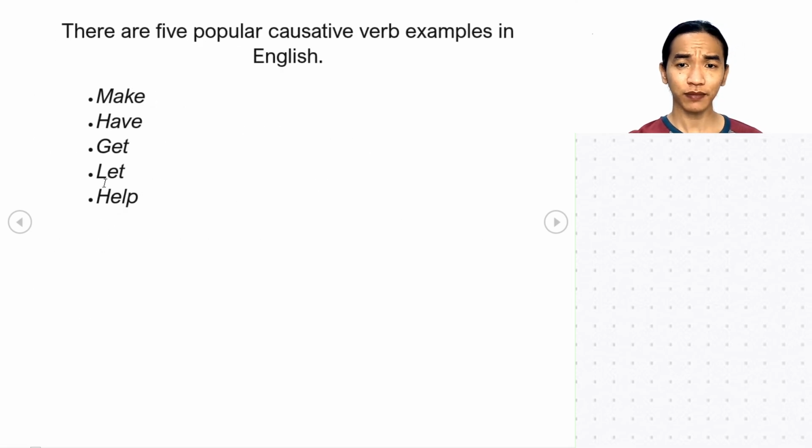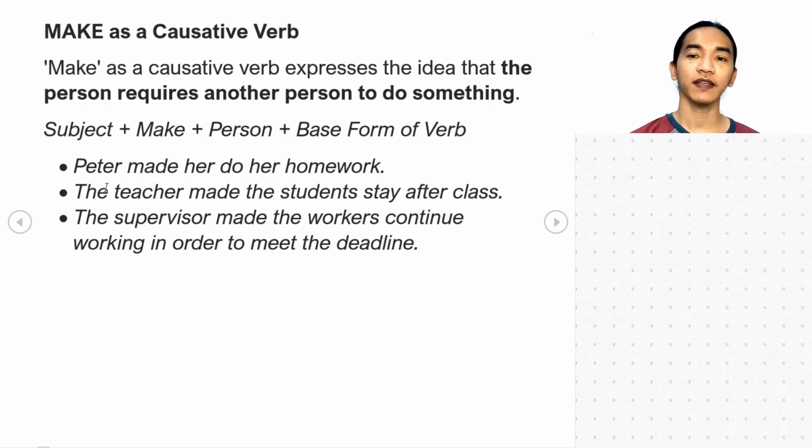So now, we actually have five main causative verbs, popular. In fact, we have more, but these are the five popular causative verbs that we have. We have make, have, get, let, and help. Okay? So for this one, let's start with make as a causative verb. So make as a causative verb expresses the idea that a person requires another person to do something. So we have here the form. We have the subject, make, then the person, and your verb in base form.